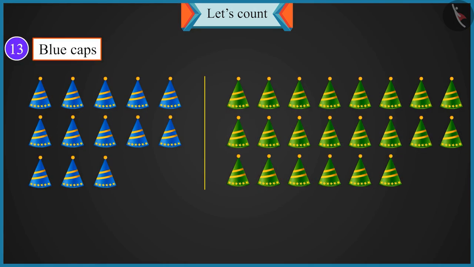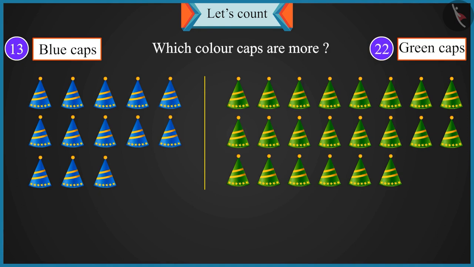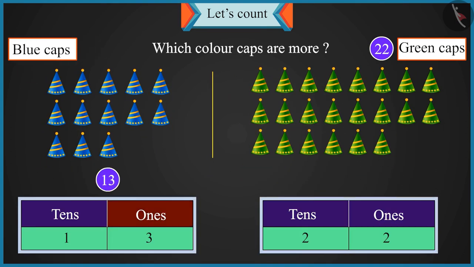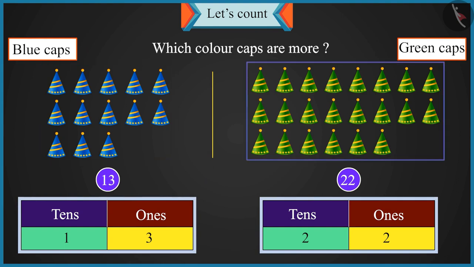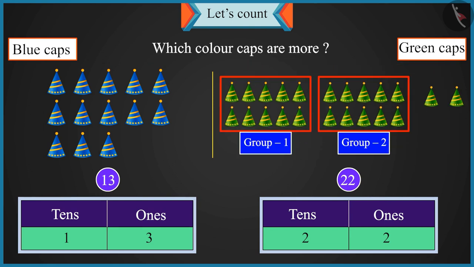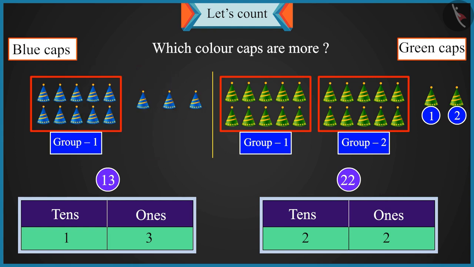Chotu, now look here. We have 13 blue caps and 22 green caps. So which color caps are more? 3 is in the place of 1s in 13 and 2 is in the place of 1s in 22. So here 13 caps are more than 22 caps. Chotu, it's not like that. If you place 22 caps in 2 groups of 10, then 2 caps will be left. But in 13, you will be able to make only 1 group of 10. And 3 caps will be left.